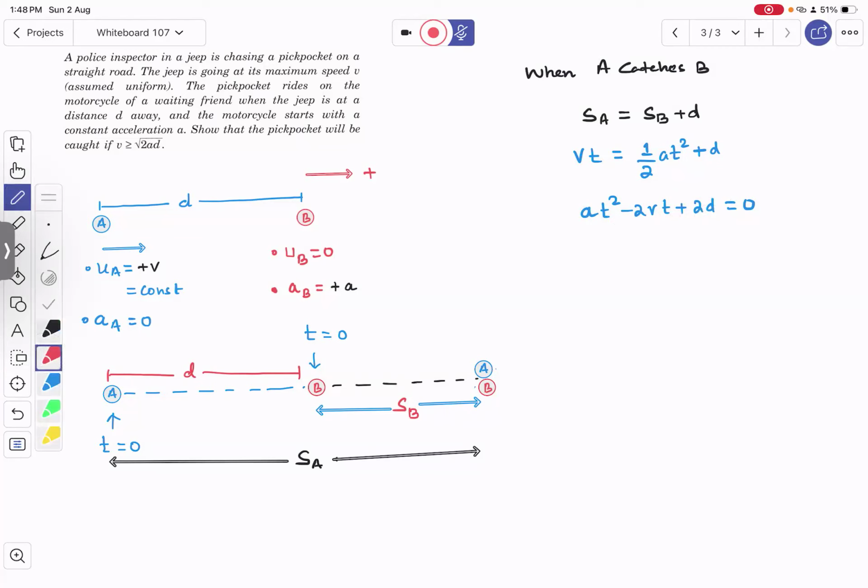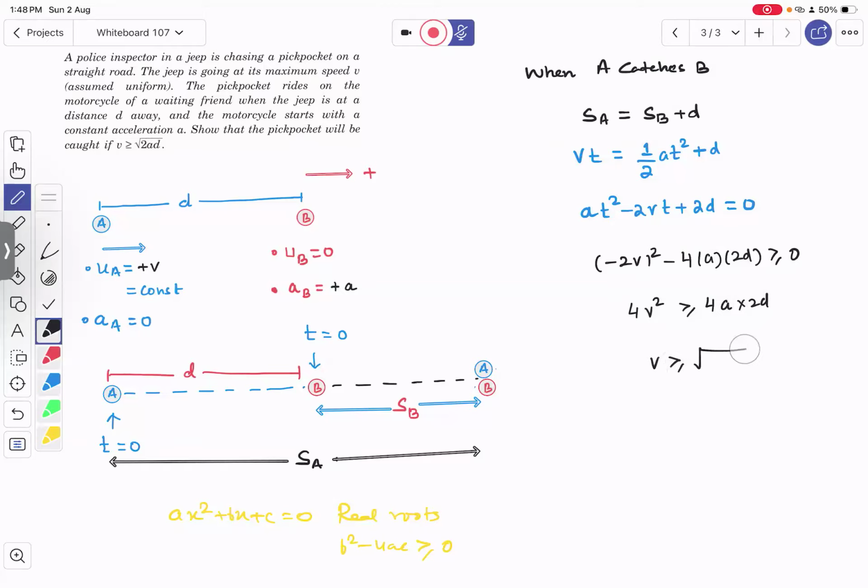So that is something I hope everyone knows. And if I give the equation ax square plus bx plus c equals 0, to have real roots, the condition is b square minus 4ac should be more than or equal to 0. Same thing I will do there. B square minus 4ac will be minus 2v square minus 4 into a into 2d, should be more than or equal to 0. So 4v square will be more than or equal to 4a into 2d. So v should be more than or equal to root over 2ad. I hope all of you have understood that quadratic thing also.